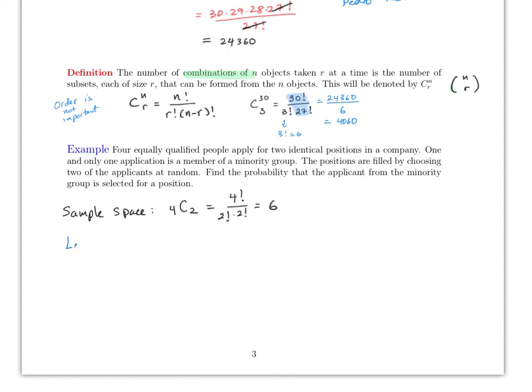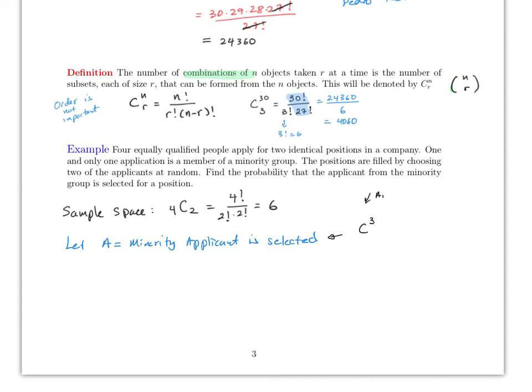Now let A be the event that the minority applicant is selected. Again, this is exactly the same question we did at the beginning. Okay? So we need to find how many sample points are in this event, and for this we're going to use the multiplication property. So you have technically 3 people that are not a minority.